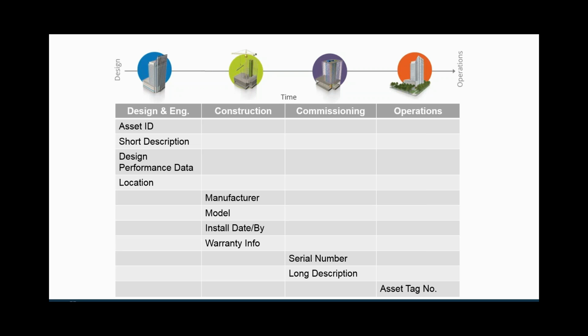Design and engineering information, performance data, the location of where that equipment is going to be installed, and then during construction, when it actually gets put in place, being able to log the manufacturer of the model, the installation date, and by who installed it, warranty information so that we can start managing our equipment if warranties are associated with that. And then during commissioning, perhaps we're going to go out there and we're going to put a serial number or a barcode or a QR code on that piece of equipment, perhaps a little bit longer of a description, essentially being able to gather richer and richer information throughout the process.